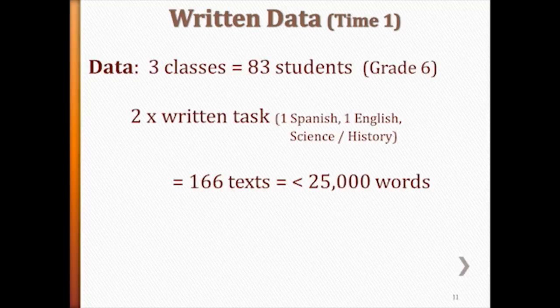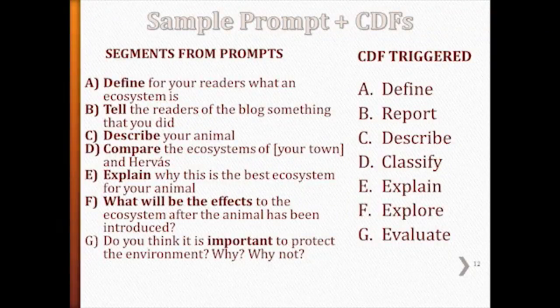Every student did 2 written tasks, okay? 1 in English, 1 in Spanish, 1 on history, and 1 on science. And the prompts that we gave them looked like this. Here you have an example, segments from the 2 prompts. Of course, they had 1 prompt for science and a different prompt for history, but we have here segments from both prompts so that you see how they are related to each of the 7 cognitive discourse functions.